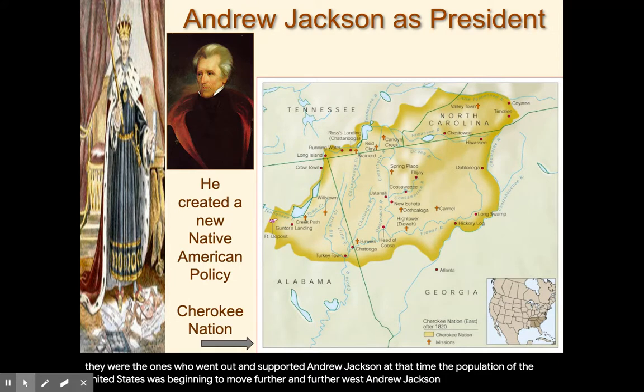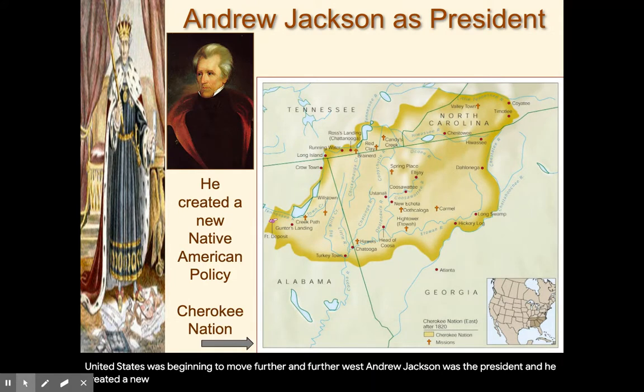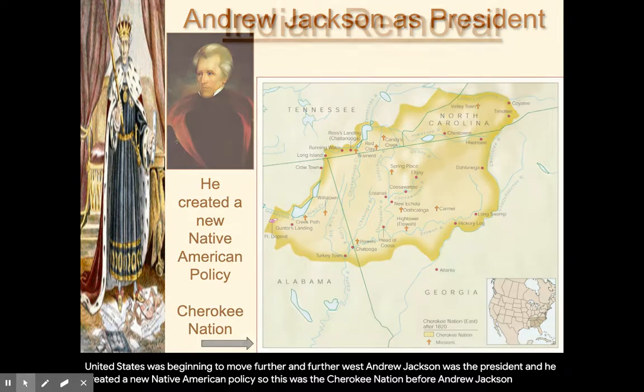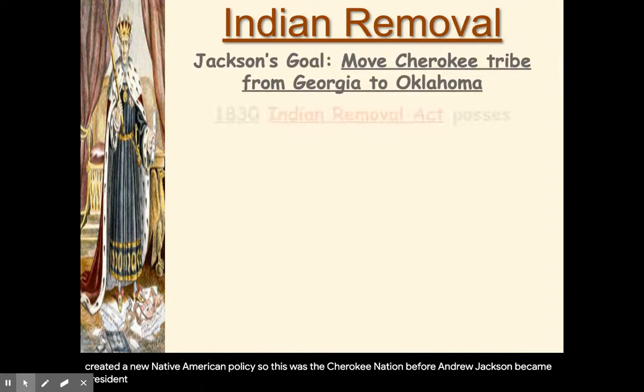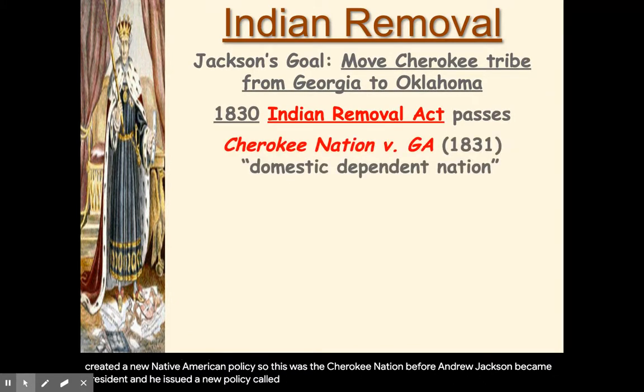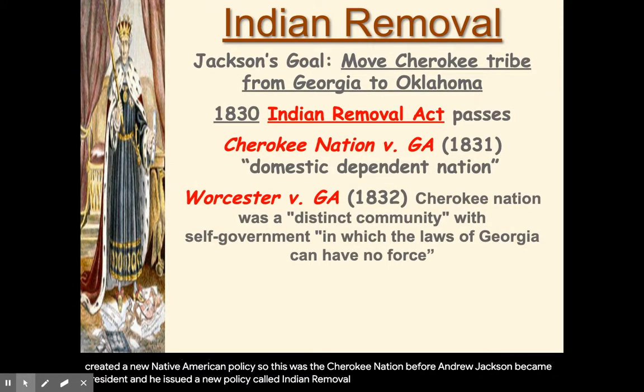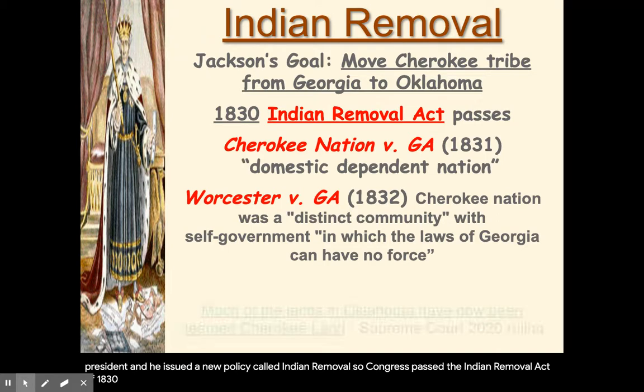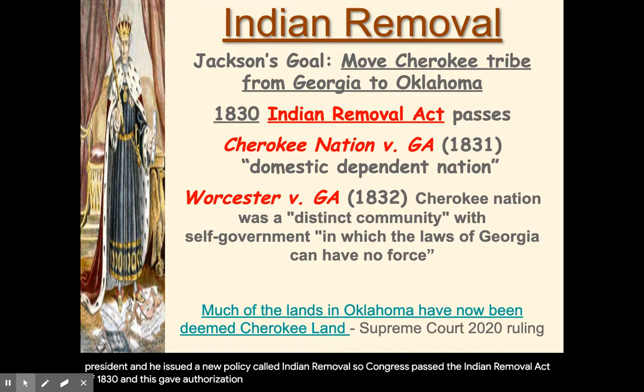Andrew Jackson was the president, and he created a new Native American policy. This was the Cherokee Nation before Andrew Jackson became president. He issued a new policy called Indian removal. Congress passed the Indian Removal Act in 1830, and this gave authorization for our military to go in and forcibly remove Native Americans from Georgia to their new relocated home of Oklahoma.